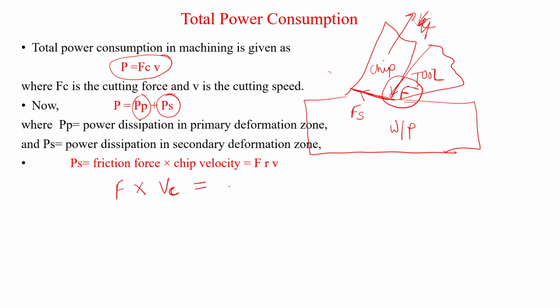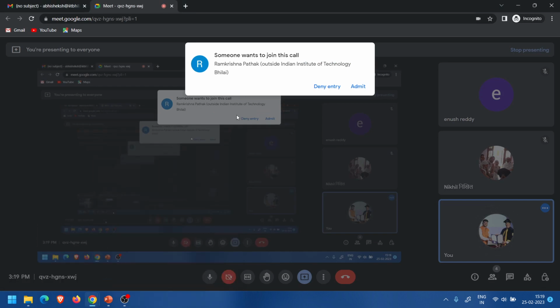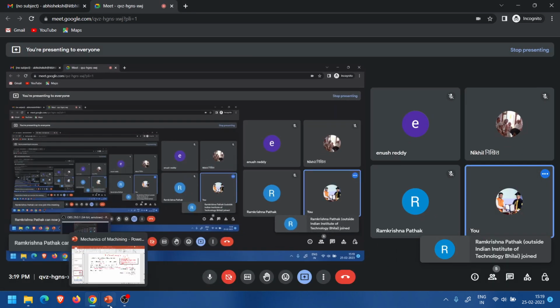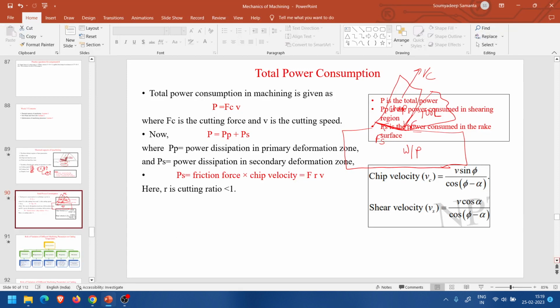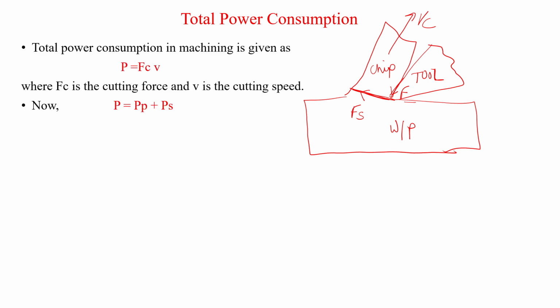But also we know, one second, someone is joining, one second. Okay. My screen is visible, right? My screen is visible. Hello?